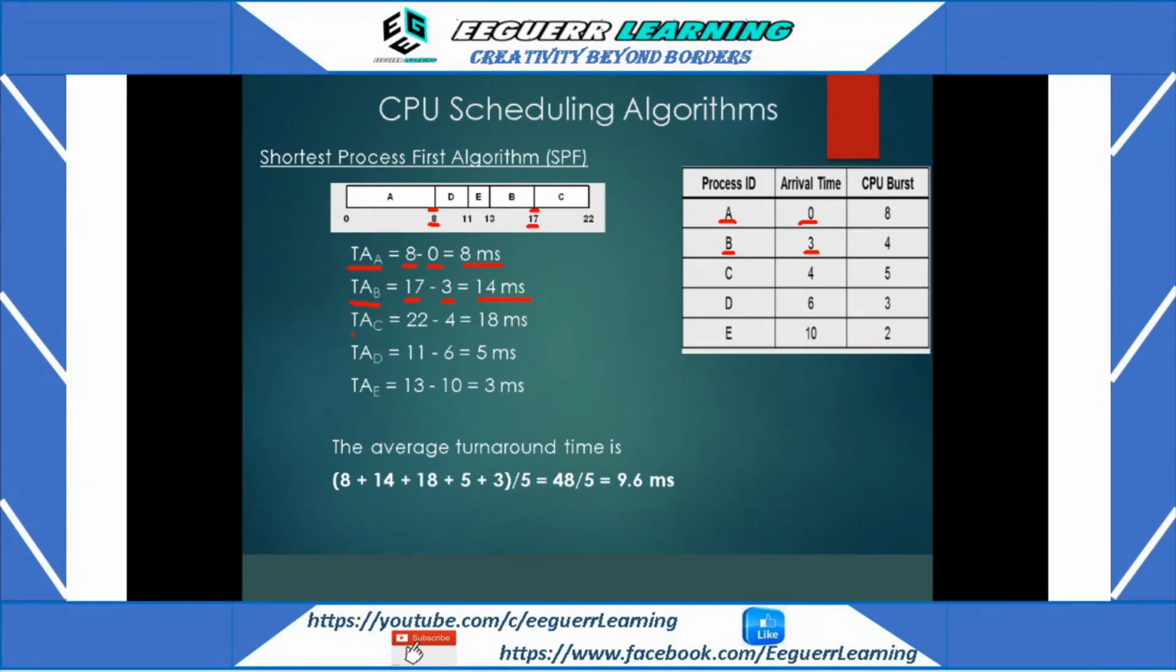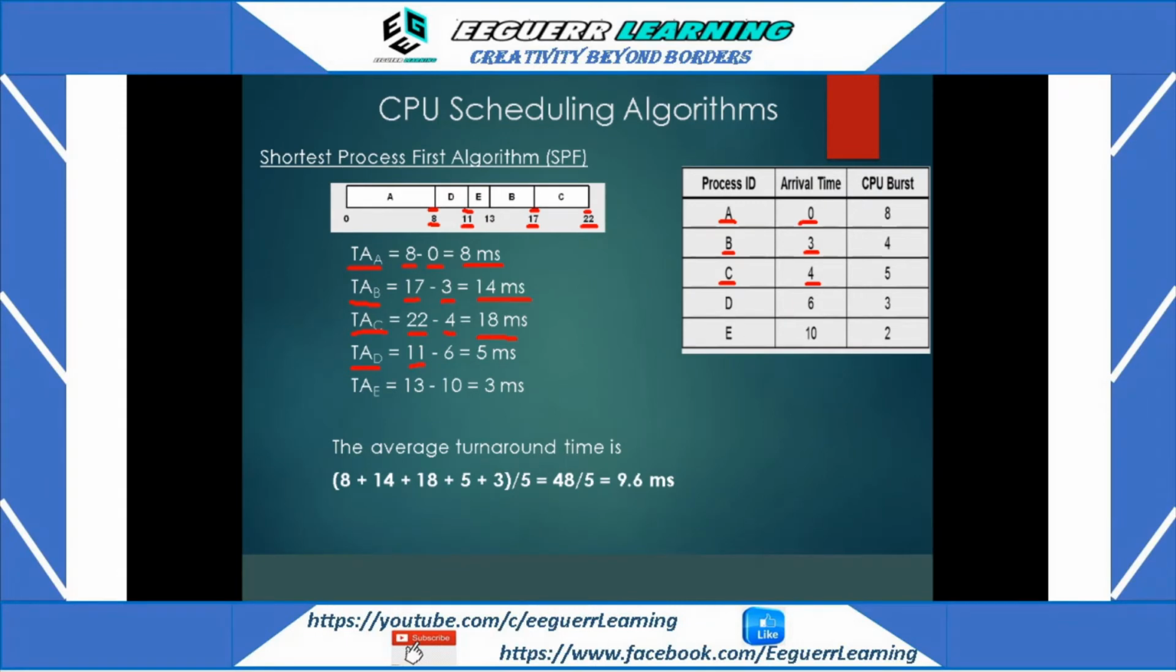So we continue for the turnaround time of process C. Look at the head part of letter C and get the value of 22, and go to our table for process C and get the arrival time of 4 and place it here, and subtract. 22 minus 4 is 18 milliseconds. Okay, continue to solve for the turnaround time of process D and look for the head part of letter D or the process D, which is 11.